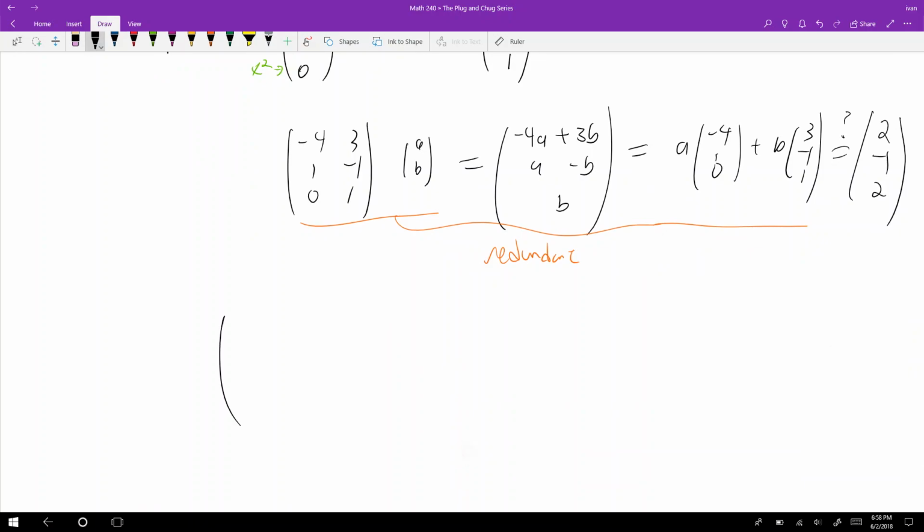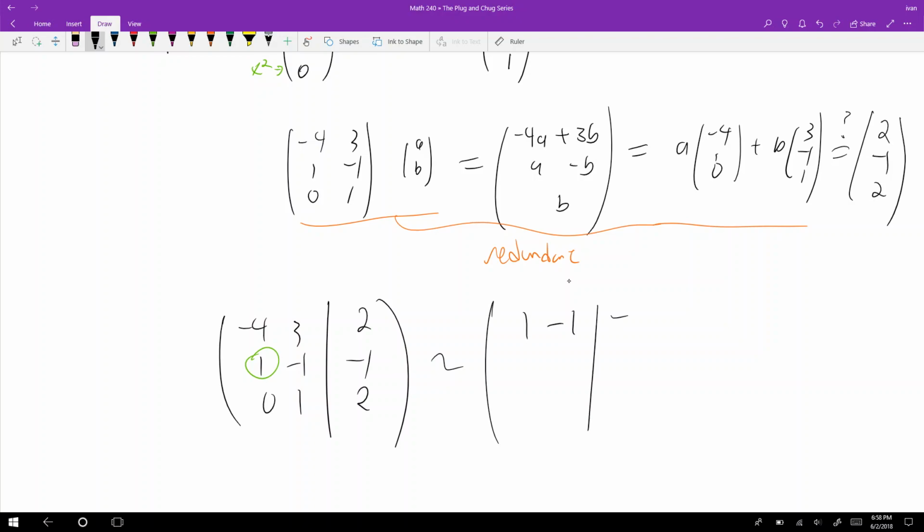So we have to put this into a matrix. I write negative 4, 1, 0 and 3, negative 1, 1, and this becomes an augmented matrix where I want to see if there's an a and b such that this is equal to (2, negative 1, 2). And what we do here is row reduce. So zero out that entry. How do I do that? It's actually kind of a pain, so we're going to switch rows first. And now I'm going to zero out this 4 because I don't like dividing by 4.